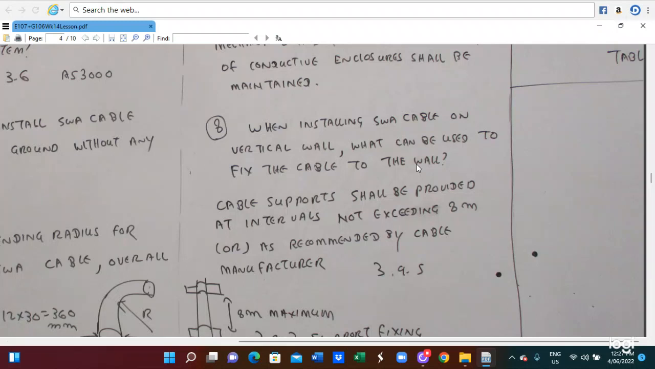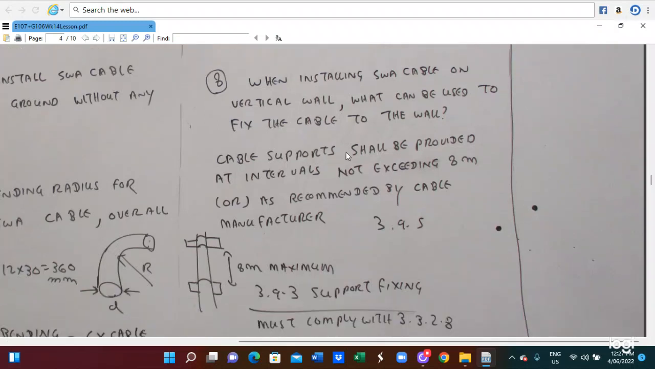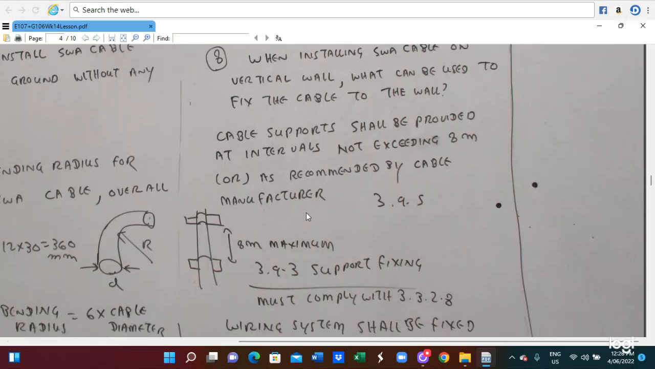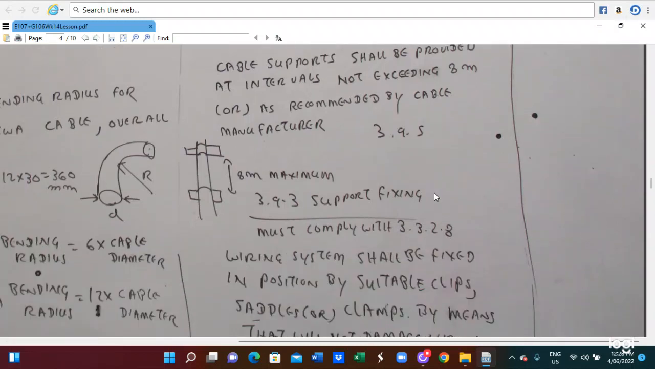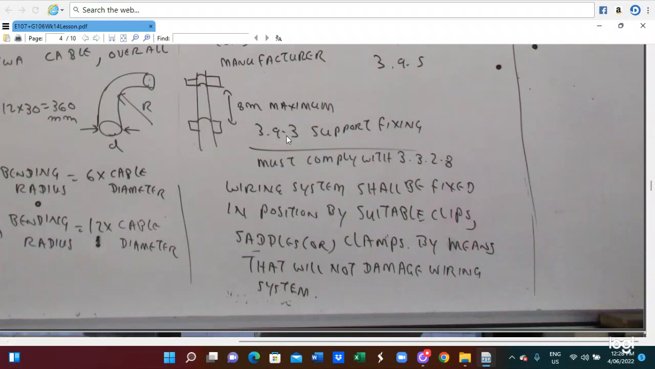Number 8: when installing SWA cable on the vertical wall, what can be used to fix the cable to the wall? In this case, the cable supports shall be provided at intervals not exceeding 8 meters, or as recommended by the cable manufacturer. So we follow 3.9.5. Here from one clip to another clip, the distance is 8 meters maximum. So we have to follow 3.9.3 supporting fixing. They must comply with 3.3.2.8. Wiring systems shall be fixed in position by suitable clips, saddles or clamps by means that will not damage the wiring system.